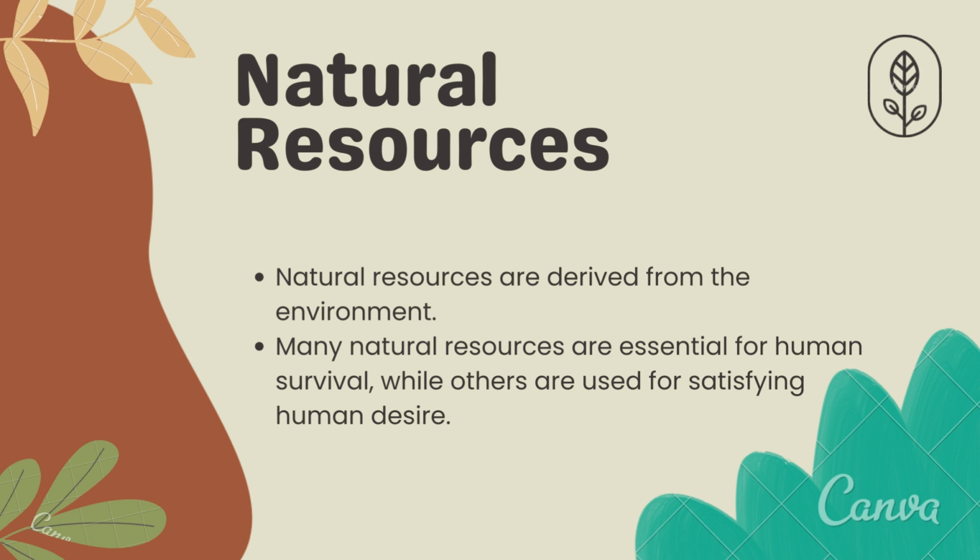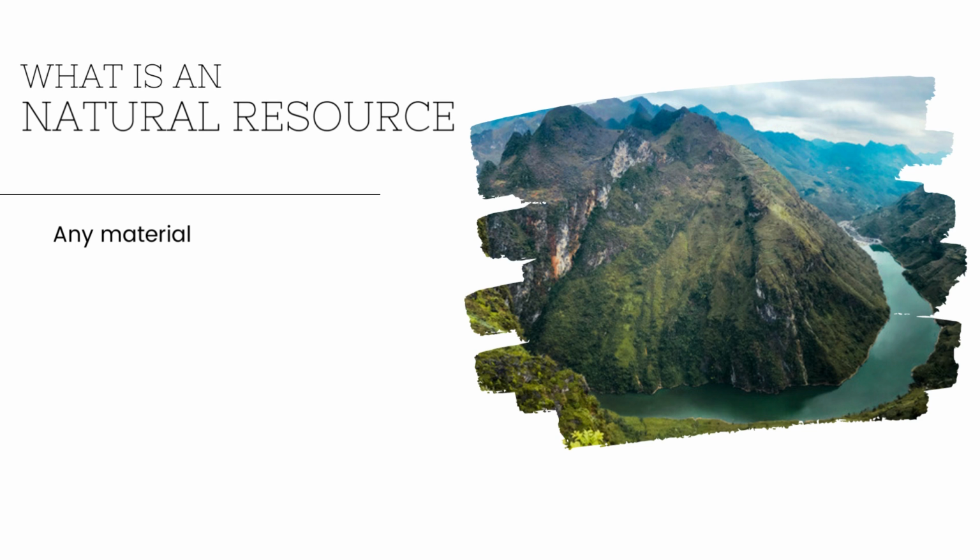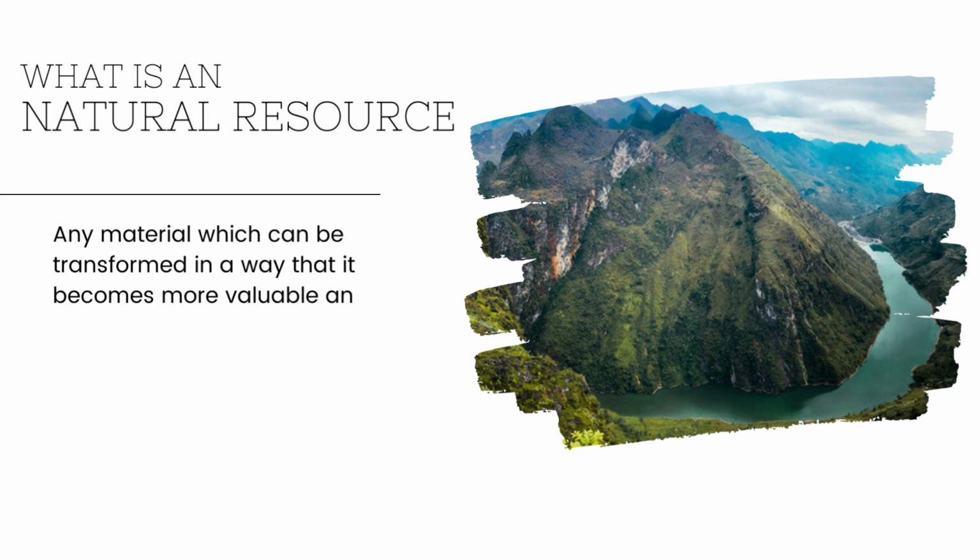So, natural resource is derived from the environment. Many natural resources are essential for human survival, while others are used for satisfying human needs. So, what is meant by natural resource? Any material which can be transformed in a way that it becomes more valuable and useful can be termed a resource. In other words, it is possible to obtain valuable items from any resource.